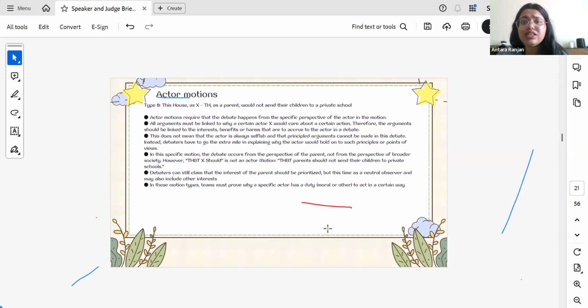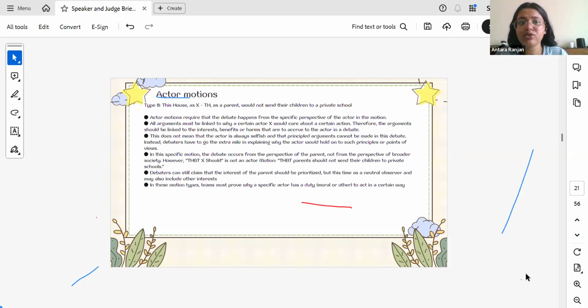This debate doesn't mean that the actor is selfish, right? It's not that, well, I want to make a lot of money, so I think it would be better if I, as Shah Rukh Khan, quit Bollywood and start, I don't know, being an investor, right?